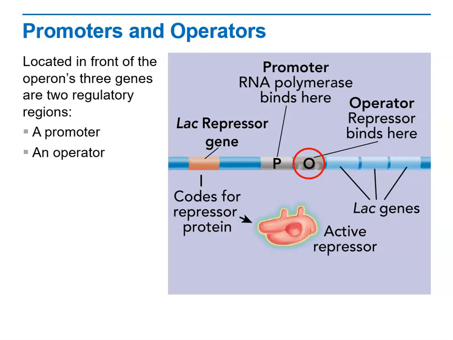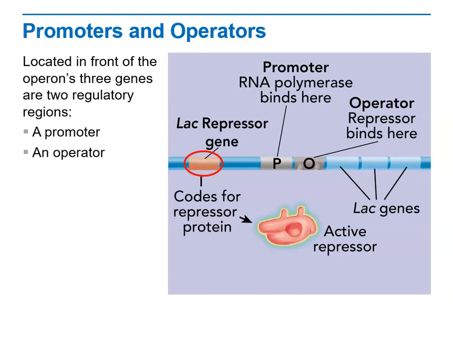The gene that codes for the repressor protein is located before the promoter region. What's the function of the repressor? It can bind to the operator, blocking RNA polymerase and stopping transcription and therefore stopping gene expression.